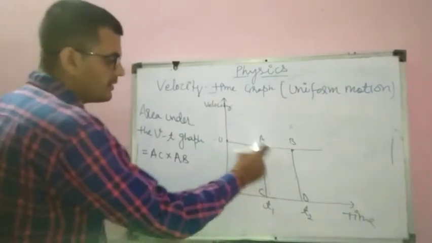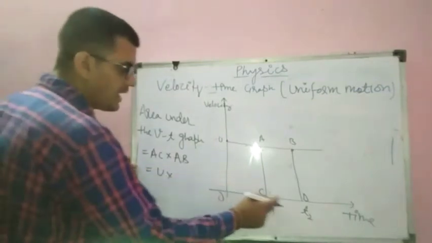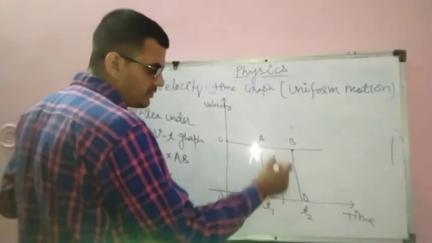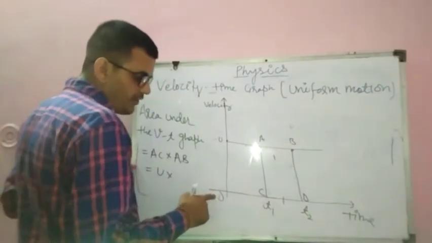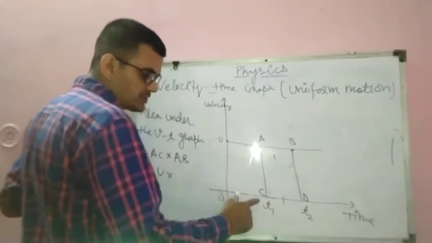Students, what will be AC? This is u. And what will be AB? This is parallel to this. You can note from here OD equal to t2, OC equal to t1.